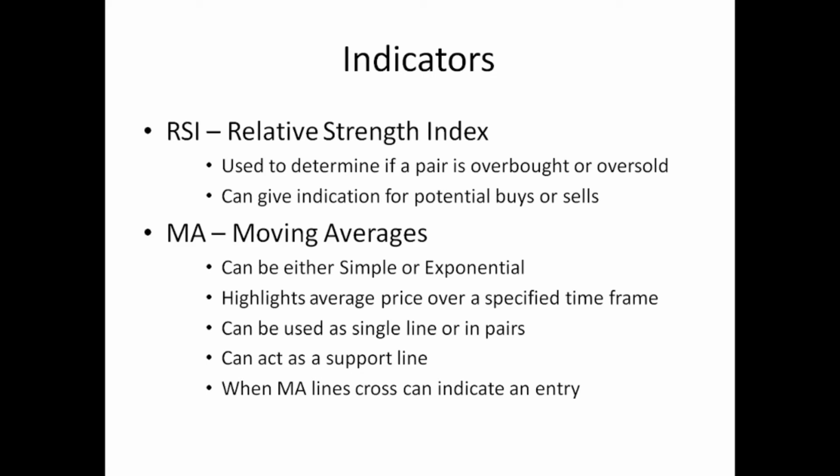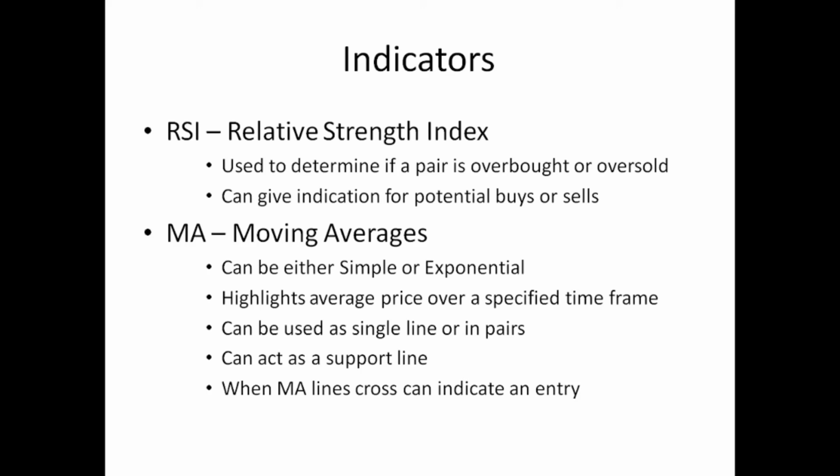The first one I want to go over is an indicator called the RSI, or Relative Strength Index. This tries to indicate if the currency pair is overbought or oversold. It pretty much gives potential indications that it's gotten to a level of buying where we might see some selling coming into the market of that currency pair.